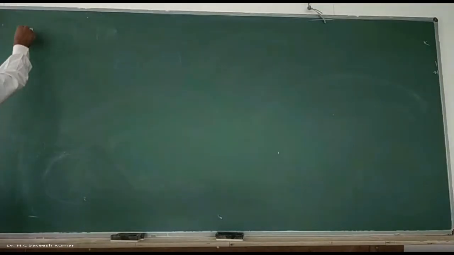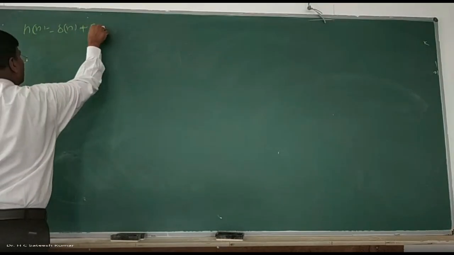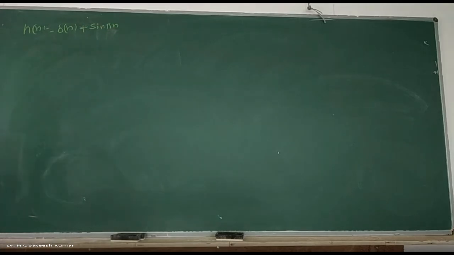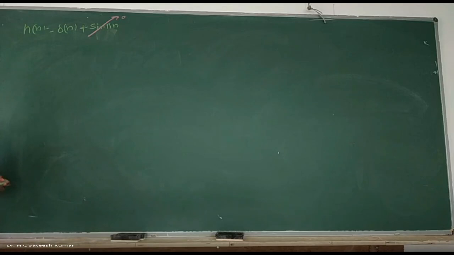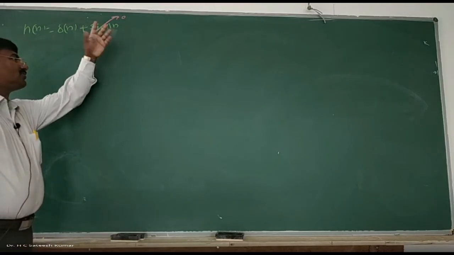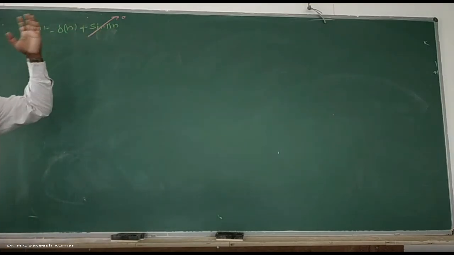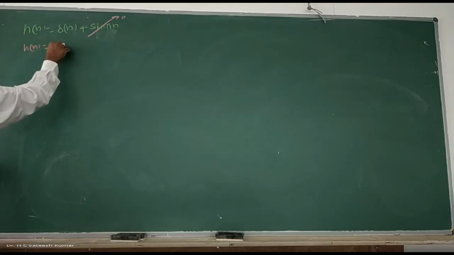This kind of problems we have seen in the examination. Another examination question: h of n is equal to delta of n plus sin pi n. Just to confuse you, they have given this kind of problem. In this, first and foremost, you should understand that sin pi n is always 0 for all integer values of n. Because n is equal to 0, sin 0 is 0. n is equal to 1, sin pi is 0. n is equal to 2, sin 2 pi, 3 pi, 4 pi, 5 pi, all of them are 0. Therefore, we are left with only h of n is equal to delta of n.